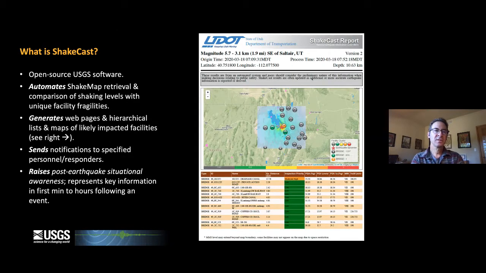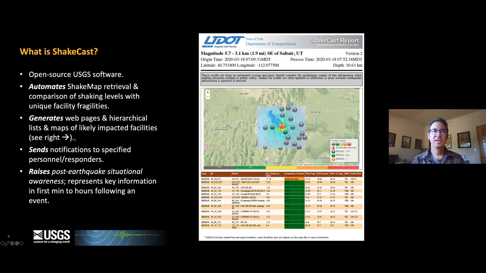Now I'm going to move off to another system called ShakeCast. I mentioned this earlier. ShakeCast is a system where we develop the software, and it's open source software, again, available through GitHub. We provide that software to critical users. And what the users do is take the software and it allows them to automatically retrieve a ShakeMap in their region of interest.